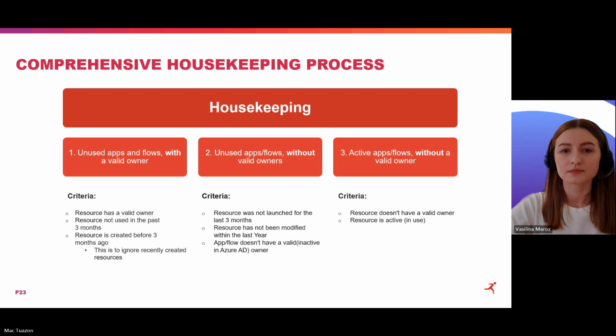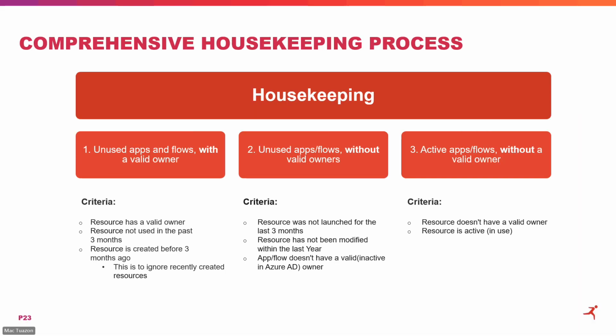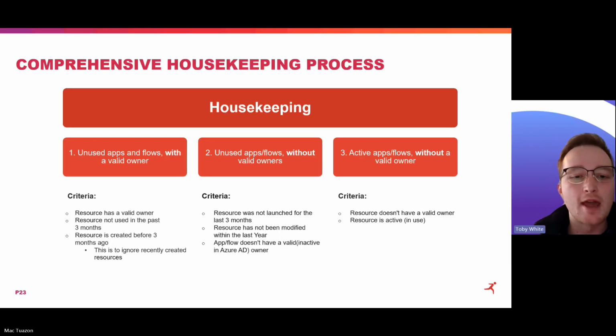Thank you. Yeah, so I'm just going to dive into building a specific custom housekeeping solution. So here we've got a few different areas of how we might flag resources which need some sort of action taken. It's based on what needs to happen to them or the steps that we need to take in order to manage them. So on here we might have things in our tenant that are not used, but they do have a valid owner, or things that aren't used and they don't have a valid owner.